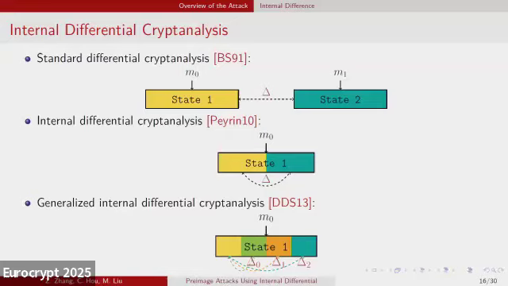Next, we will briefly introduce internal differential cryptanalysis. In standard differential cryptanalysis, we consider two messages and the evolution of the difference between them. However, in internal differential cryptanalysis, there is only one single state, and we are tracking the difference within it. For generalized internal differential cryptanalysis, a single state is divided into multiple parts, and we consider the difference between one part and the rest. In this work, we focus on the internal difference between two parts of a single state.